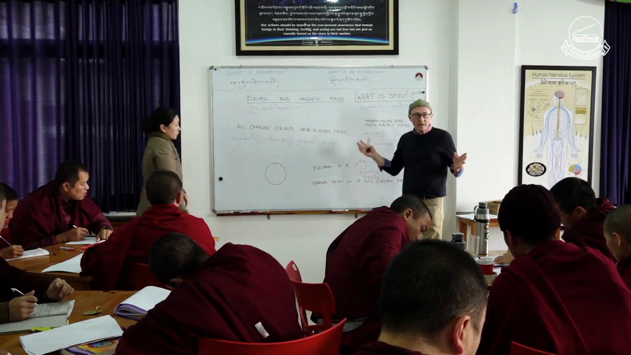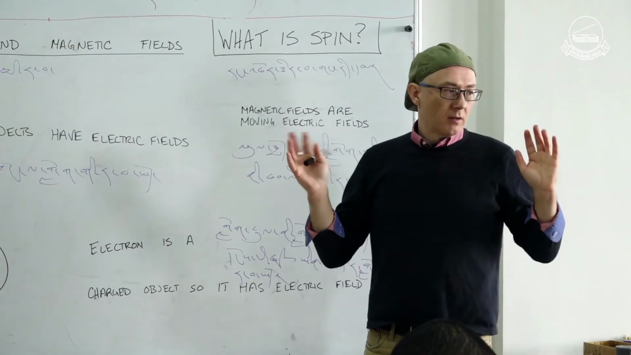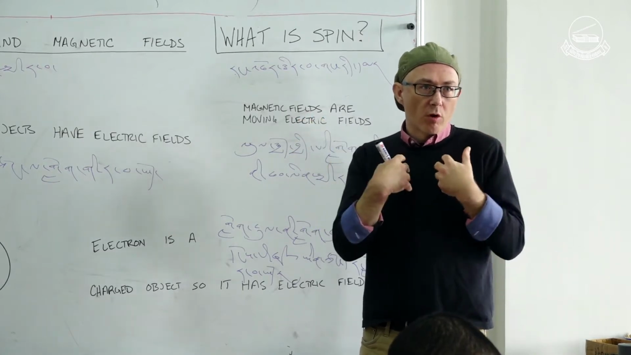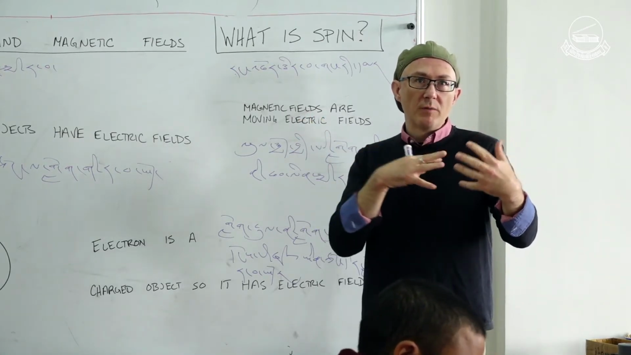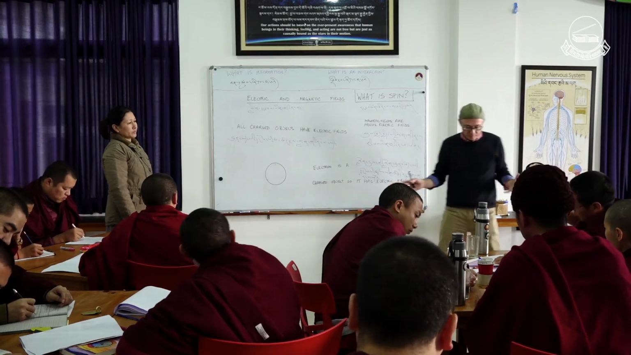So all magnetic fields in the universe come from the fact that electric fields are moving, or so the people observing the electric fields are moving. So that's where all magnetic fields in the universe come from.